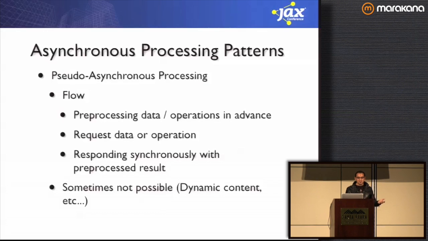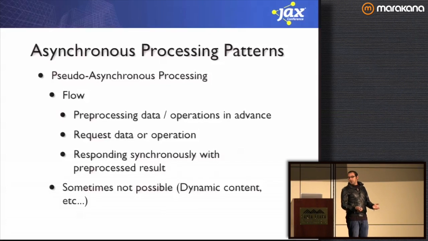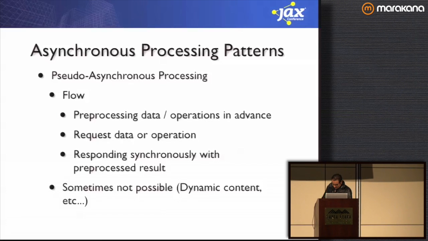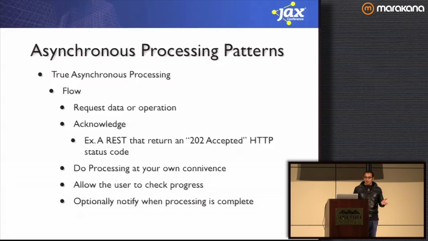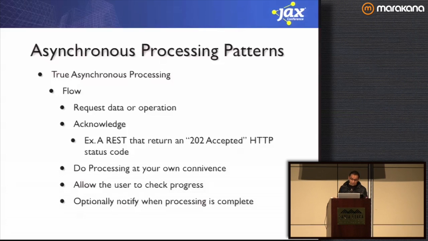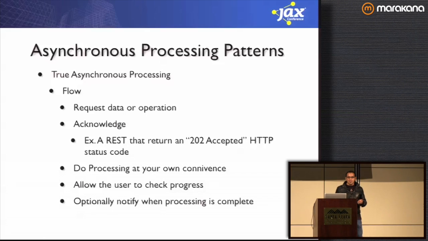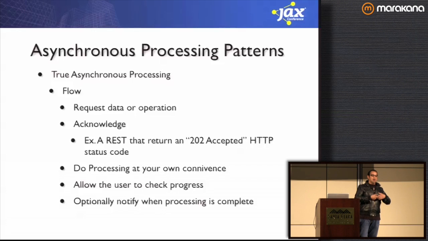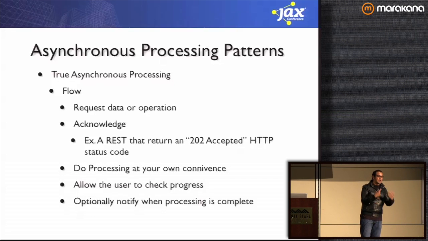This is cool, but sometimes it's not possible when you're dealing with dynamic content and you're allowing people to pass you different parameters, et cetera. The second pattern is true asynchronous processing, and the flow is as follows. The request comes in to perform a particular operation, and your server immediately acknowledges it. By acknowledging, we mean that you return an HTTP 201 accepted status code right away. Hey, I acknowledge it, I got your request.